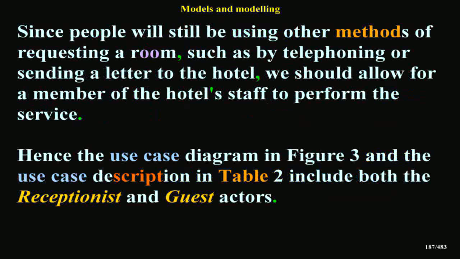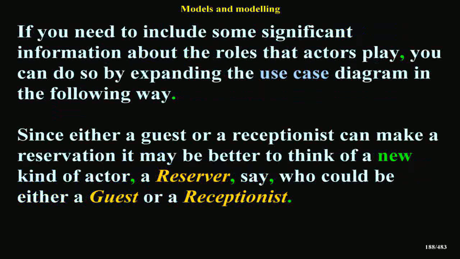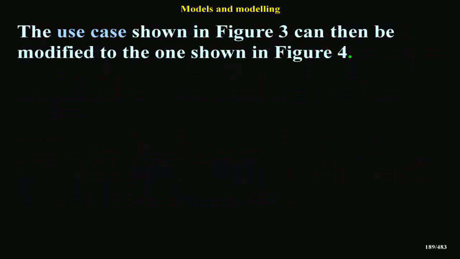Hence the use case diagram in Figure 3 and the use case description in Table 2 include both the receptionist and guest actors. If you need to include some significant information about the roles that actors play, you can do so by expanding the use case diagram in the following way. Since either a guest or a receptionist can make a reservation, it may be better to think of a new kind of actor, a reserver, say, who could be either guest or receptionist. The use case shown in Figure 3 can then be modified to the one shown in Figure 4.